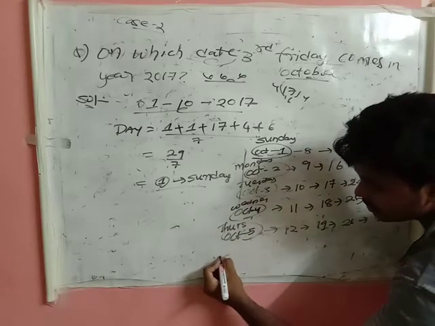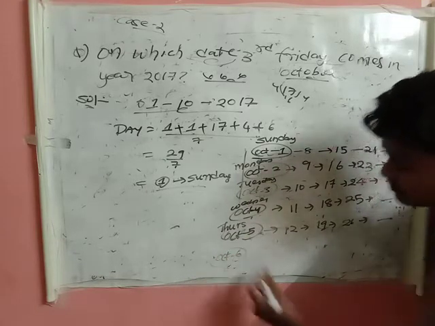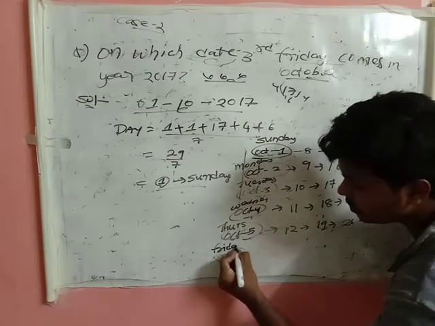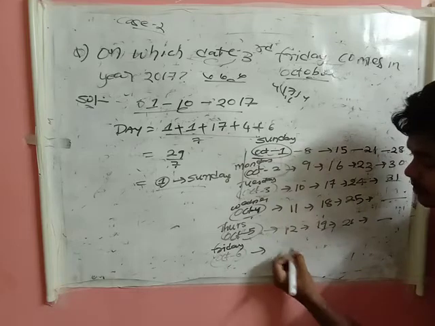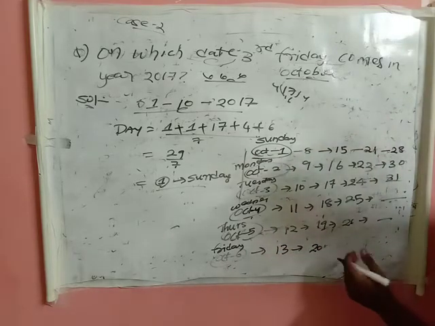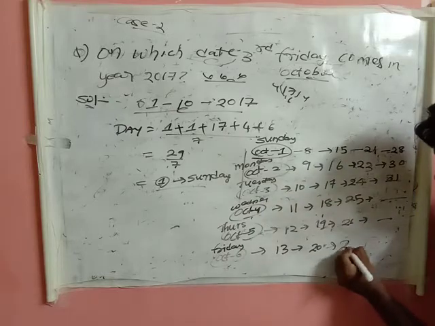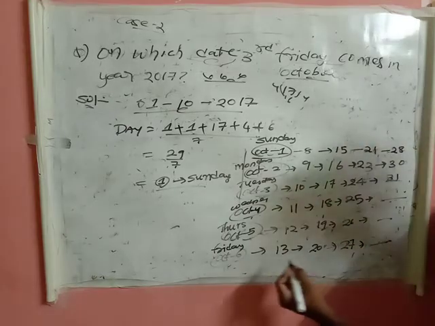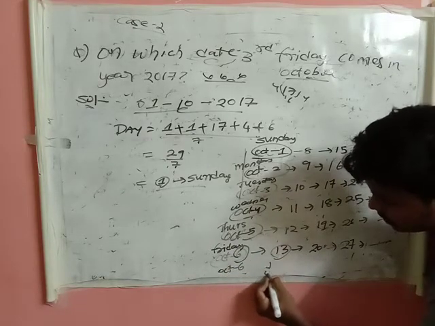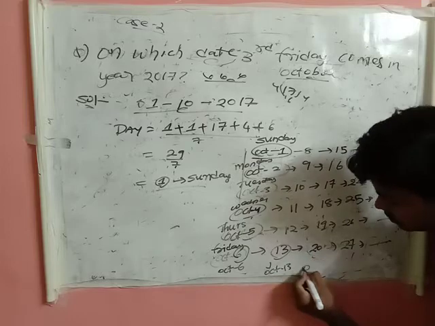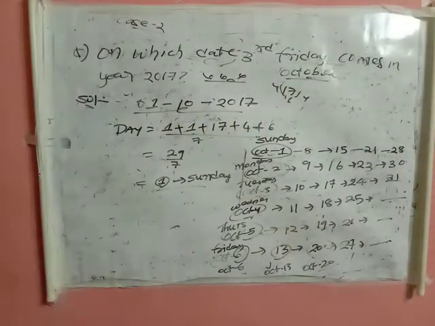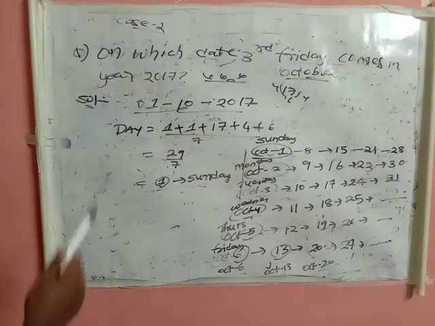If October 5 is Thursday, then what about October 6? October 6 is Friday. So the next Friday occurs on 6 plus 7, that is 13. So 13 plus 7, 20. Right or not? So 20 plus 7, 27. 27 plus 7, nothing. Means, the first Friday occurs on October 6, the second Friday occurs on October 13, and the third Friday occurs on October 20. So this is the way we should solve problems based on this type of question, right?